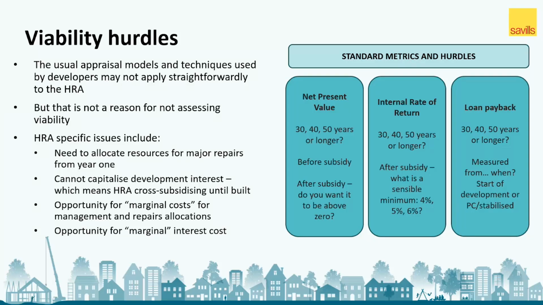So we've got some standard metrics and hurdles over there on the right hand side. All of these I'm sure will be familiar to you: net present value, internal rate of return and loan payback. So how do we do this in terms of time period? Do we go 30 years, 40 years, 50 years or longer? My sense is that most people are at 50 years at the moment.